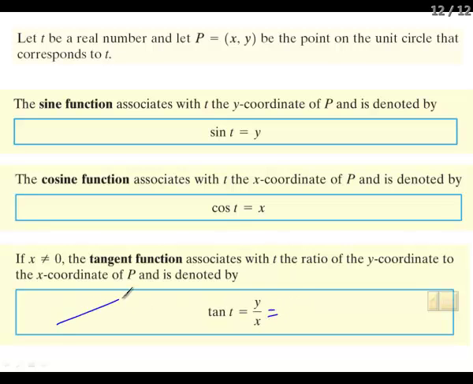So if we were to look at the unit circle again, here's theta, and of course this would be t here, and this is y and this is x. Tangent is opposite over adjacent, so that would be y over x. And we know that y is the same as sine, so we can say that tangent is sine t over x, and x is the same as cosine, so this would be sine t over cosine t. And so we can say that tangent is also sine t over cosine t.